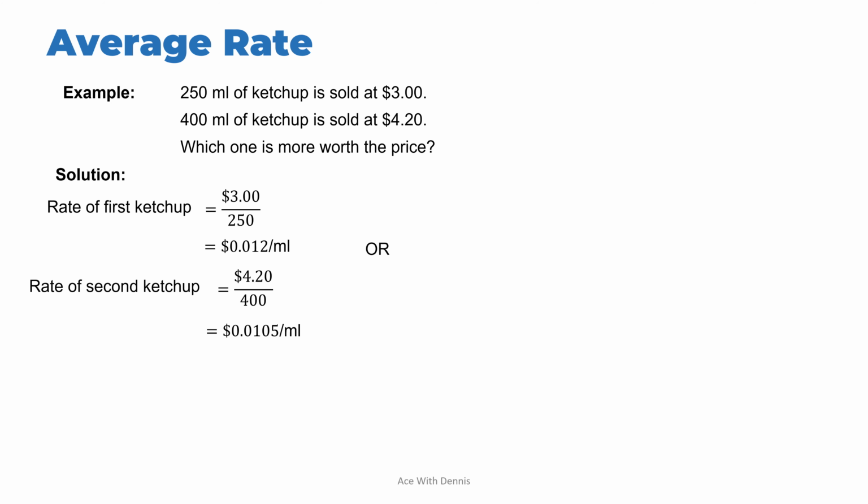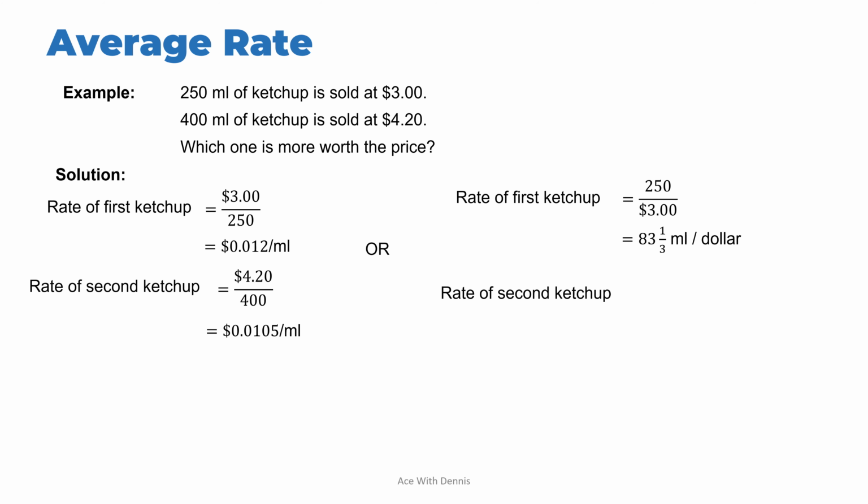Or we can calculate the rate in a different way. The rate of the first ketchup equals 250 ml divided by $3, and we get 83 and 1/3 ml per dollar. The rate of the second ketchup equals 400 ml over $4.20, and we get 95 and 5/21 ml per dollar. Notice that even though there are two ways we can calculate the rates, both give us the conclusion that the second ketchup is cheaper.